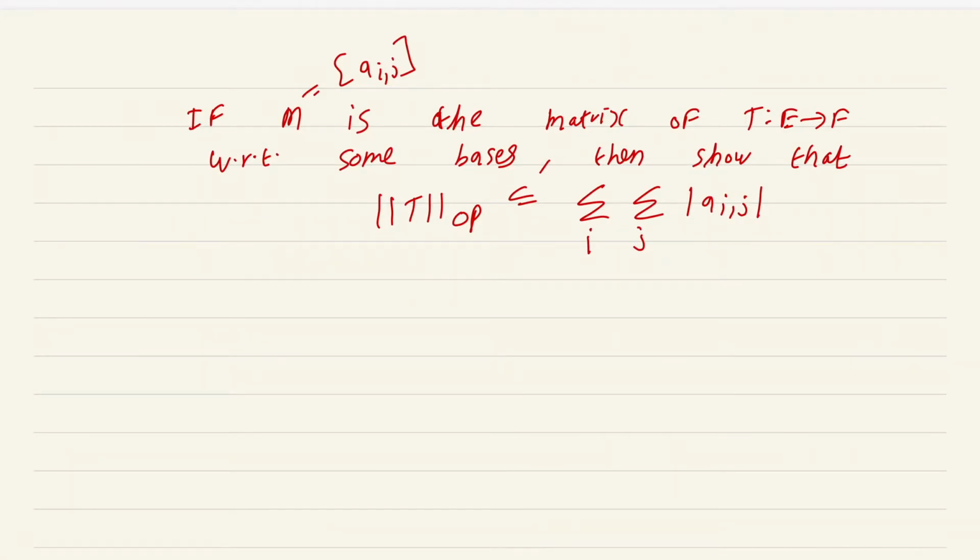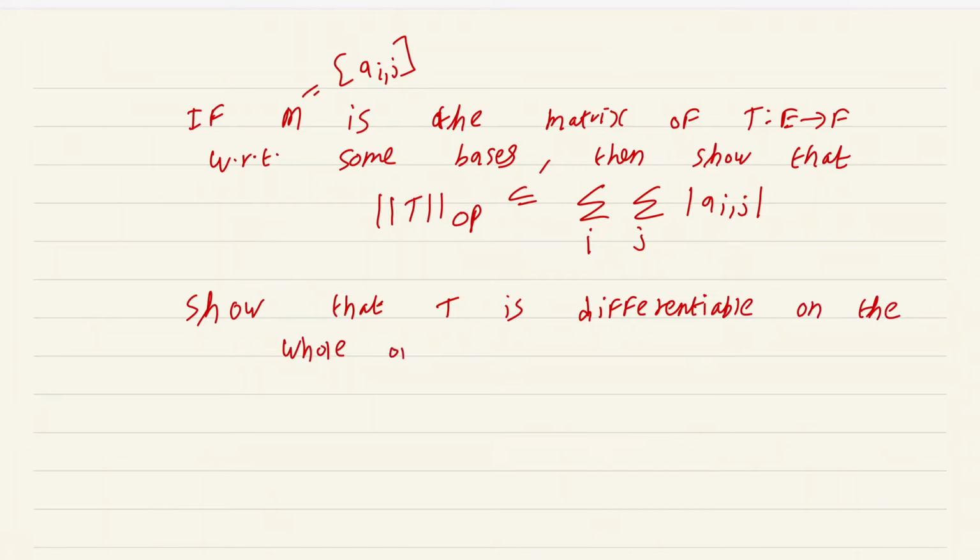Okay, now finally show that T is differentiable on the whole of E and the derivative is itself. This last part is rather trivial. This will just follow from the way we have formulated the notion of derivative as a best linear approximation.